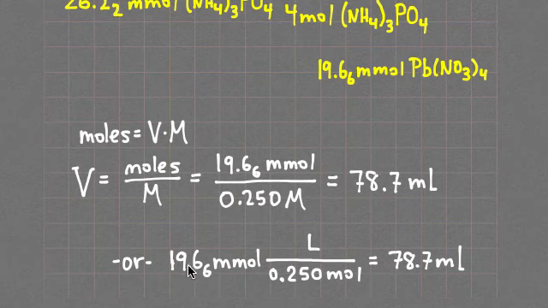Or if you don't like that, you take the original 19.66 or 19.7 and use the molarity as a conversion factor. This mole cancels this mole, leaves me with milliliters. That's interesting.